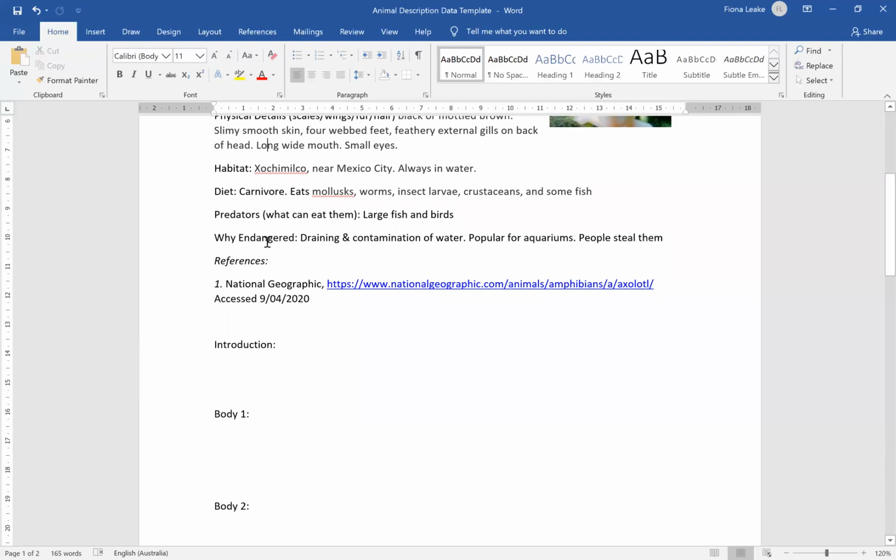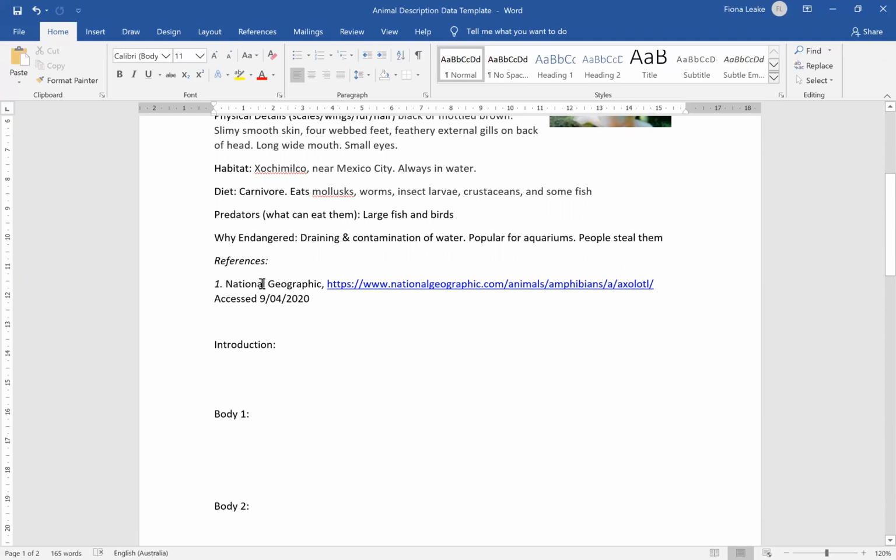Why are they endangered? Because of the draining and contamination of the water in Mexico City. This is the only place that they live. They're also popular for aquariums. You know, when you've got a fish bowl at home, this is also known as an aquarium. So people often sell them for the aquariums.